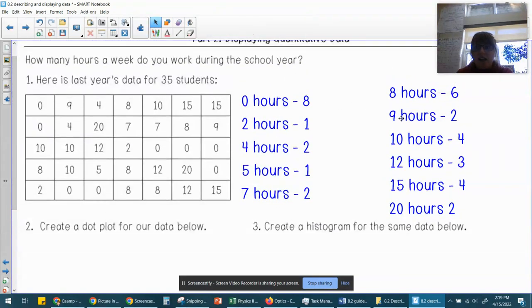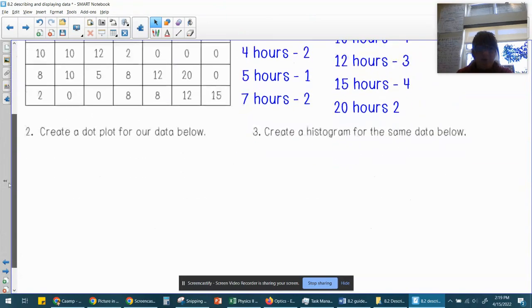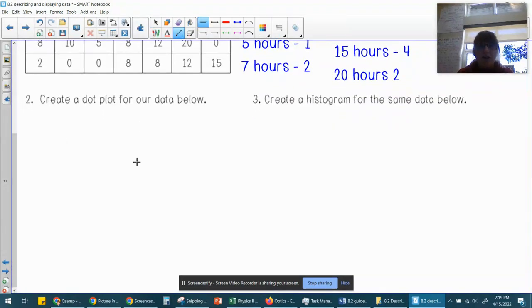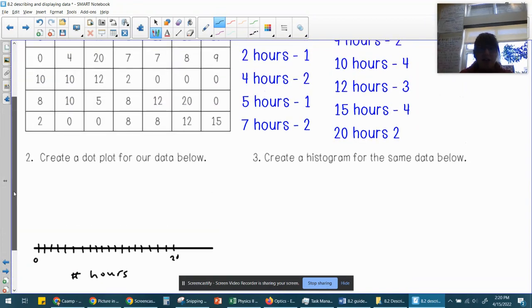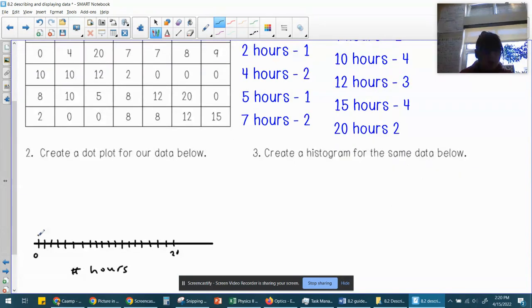So let's create a dot plot for the class data. For the dot plot, what you're going to do is pretty much create a number line. And our numbers are going to go from 0 all the way up to 20. These are number of hours per week. And then you just put dots. So up here I had 8 students who worked 0 hours. So you just draw 8 dots.